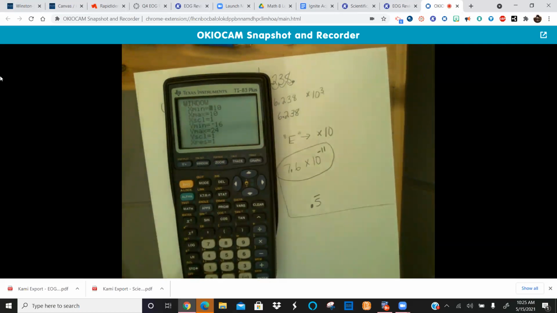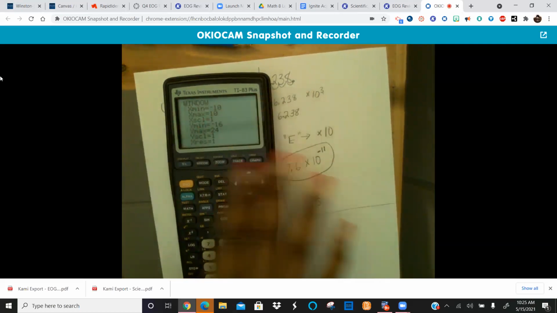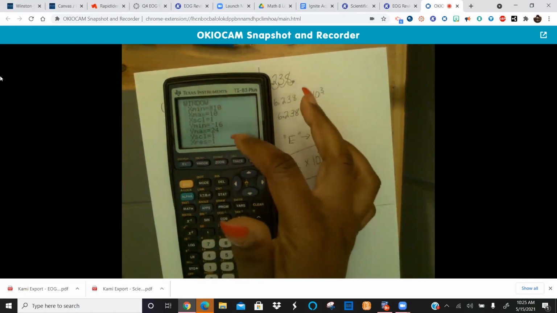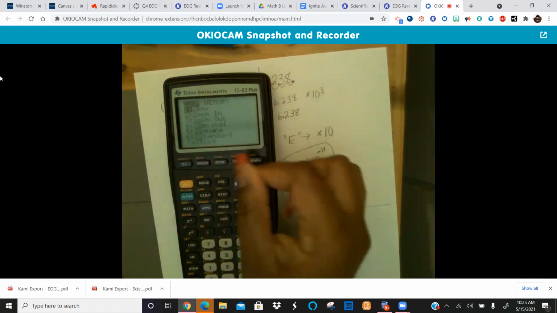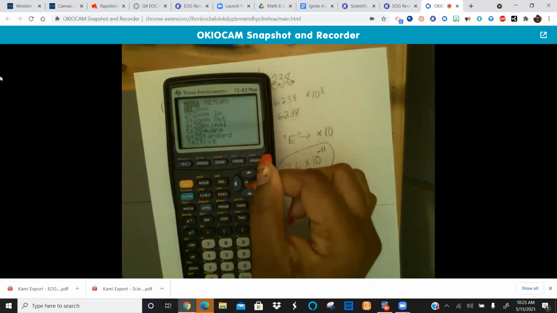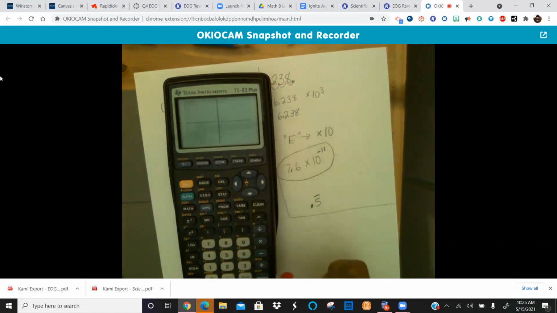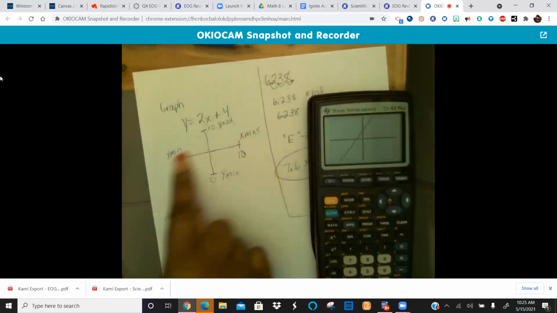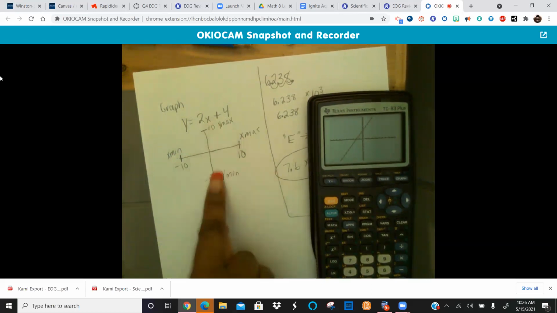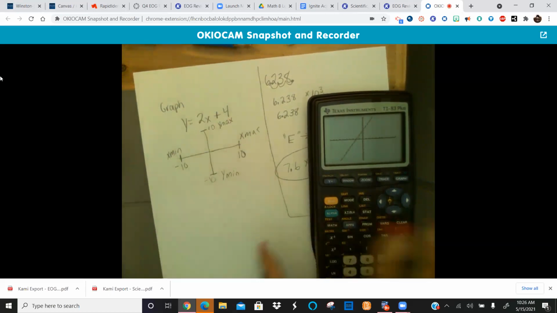Okay. Now, if you need to reset your calculator, you can. If you want to put it back at -10, 10, press zoom, and you can go down to standard, zoom Z standard, and that puts it back at -10, +10, -10, +10 all the way. It puts it back in this one.